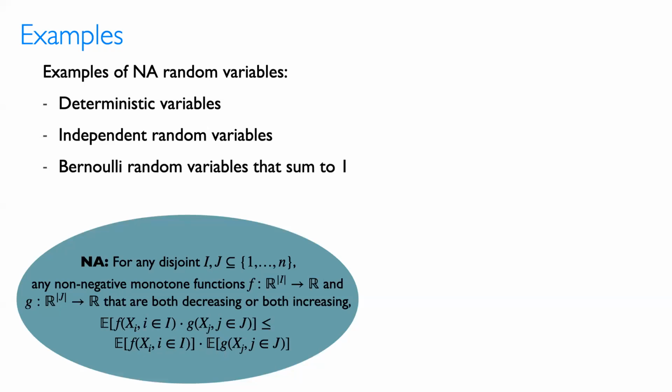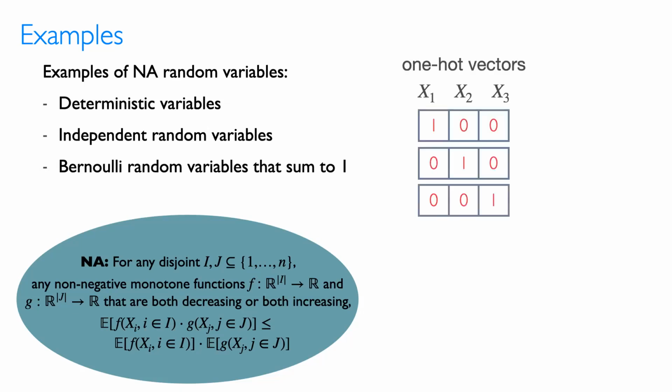Bernoulli random variables that sum to 1 are an example, and we will think about these during my talk. So one-hot vectors have this property. In particular, we can think about one-hot vectors, again like the balls into bins before, where we select one bin at a time, and if we sum them up, we see that maybe we have this correlation.